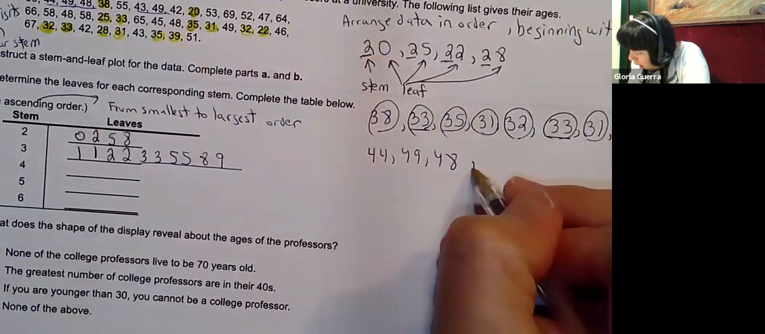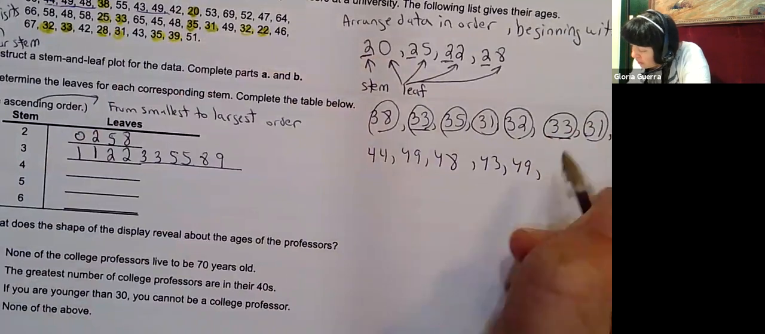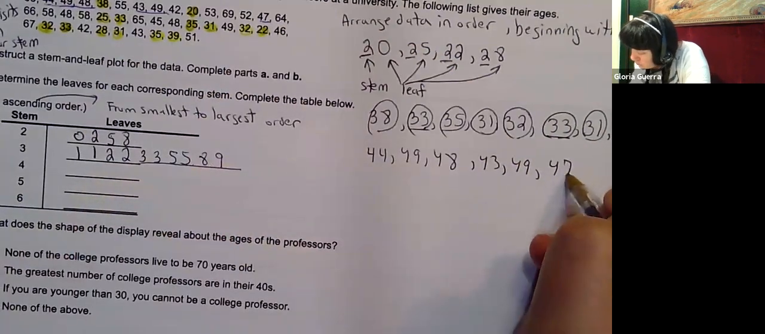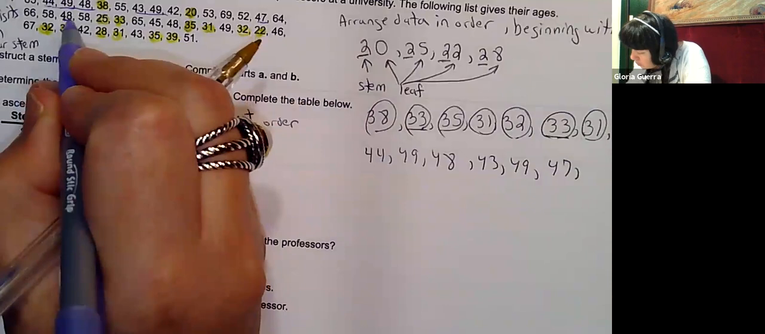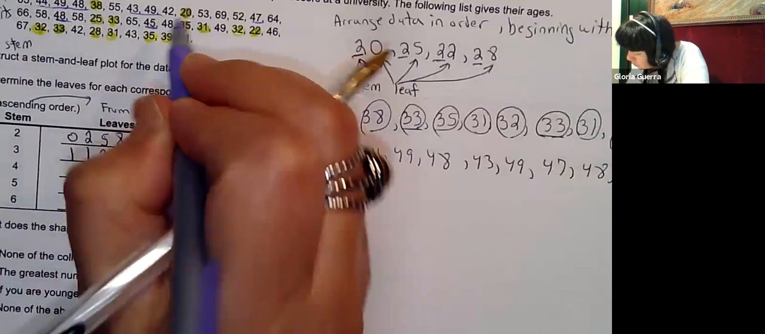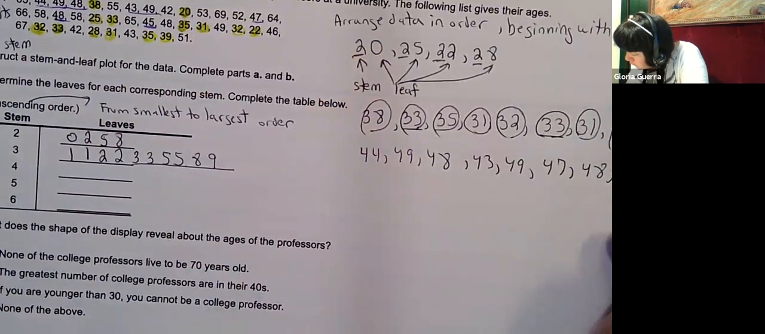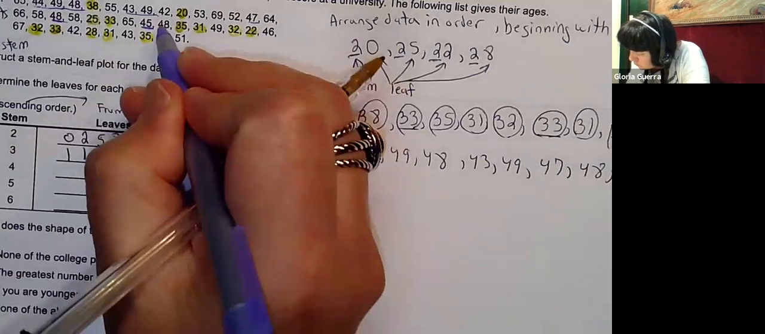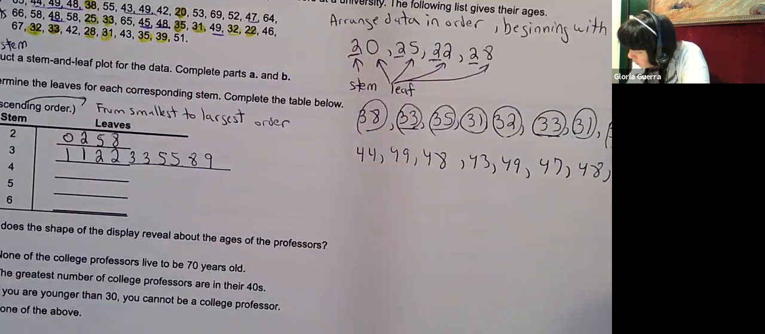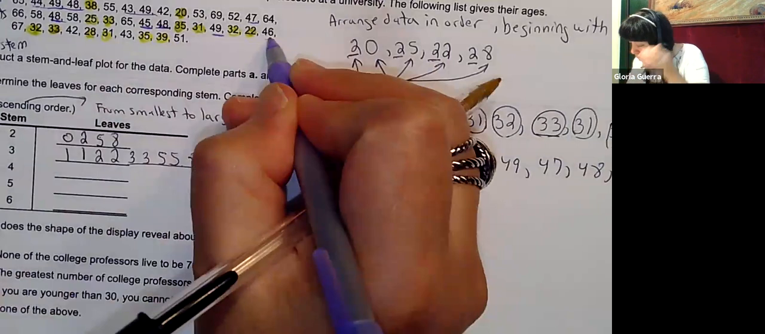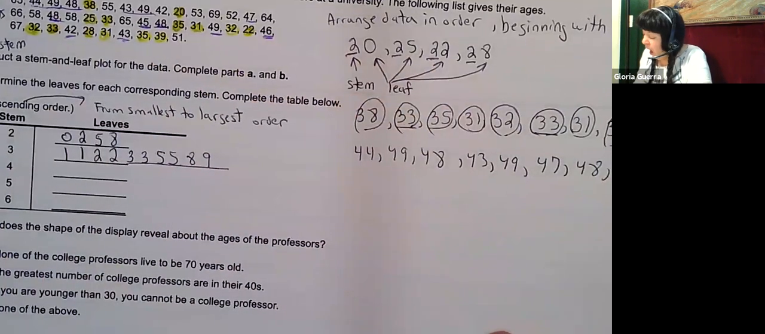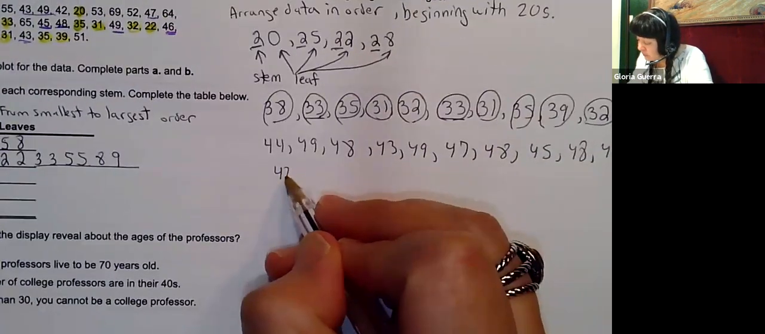43, 49, 47, 48, 45, 48, another 49, and a 46. And at the bottom, I have 42 and 43. Okay.